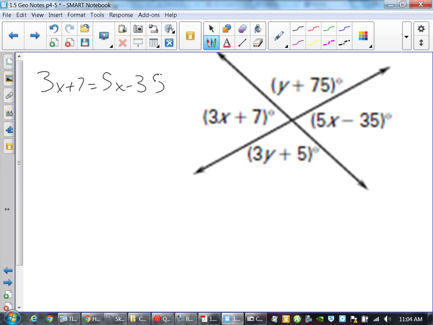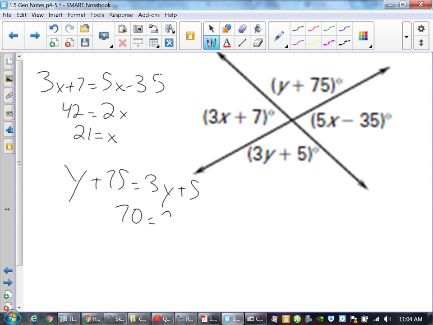Subtract the 3x, add the 35, we get 42. So there's your x. Do the same thing with y. Subtract the 5, subtract that. You get 35. There's your x and your y. Again, it's not that the algebra or any of this is going to be scary. It's knowing how to set it up. Do you set them equal to each other? Are they complementary? Are they supplementary?